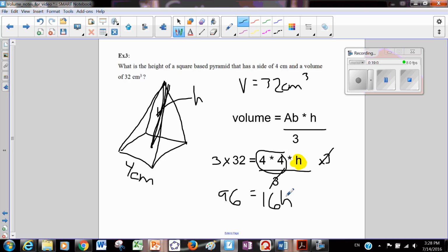How do you get your h alone? Okay, remember we are looking for h here. So 16h means 16 times h. So we need to divide on both sides by 16. And we would get h is equal to 6. And that's 6 centimeters. Okay, so we're almost done.